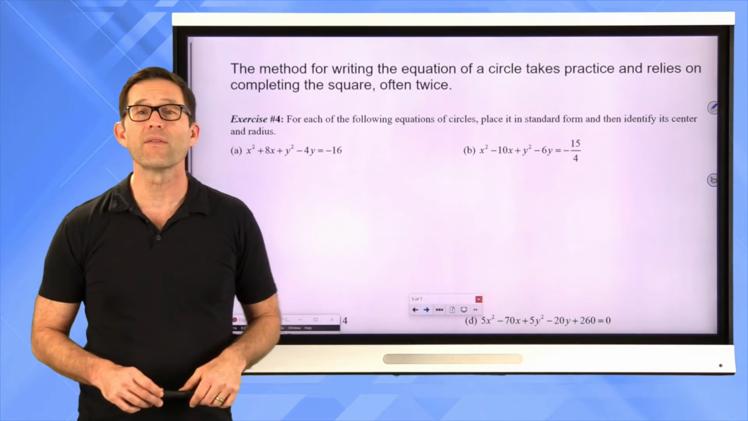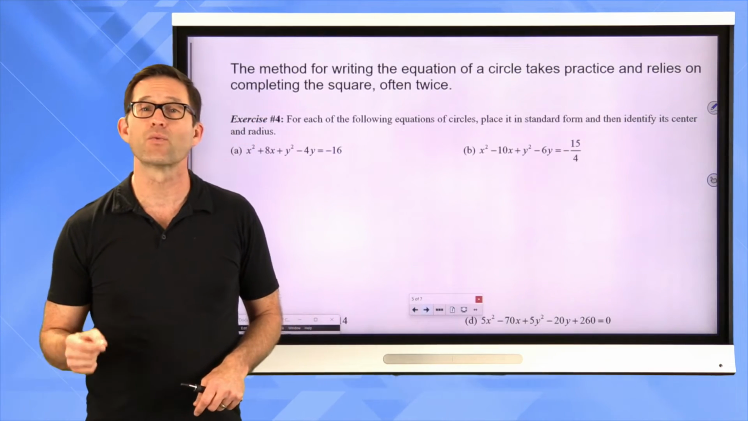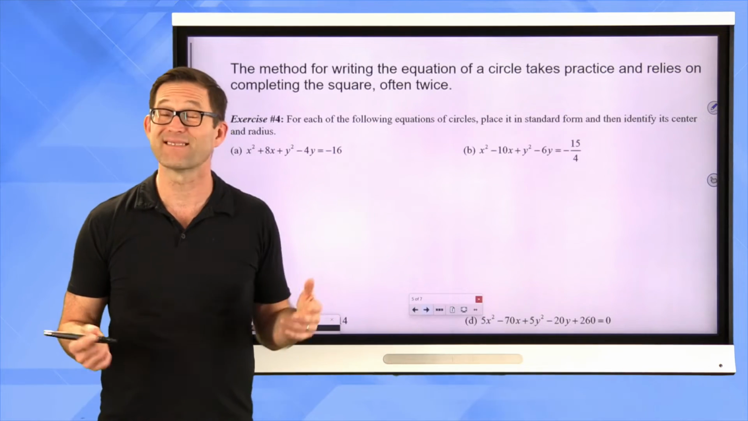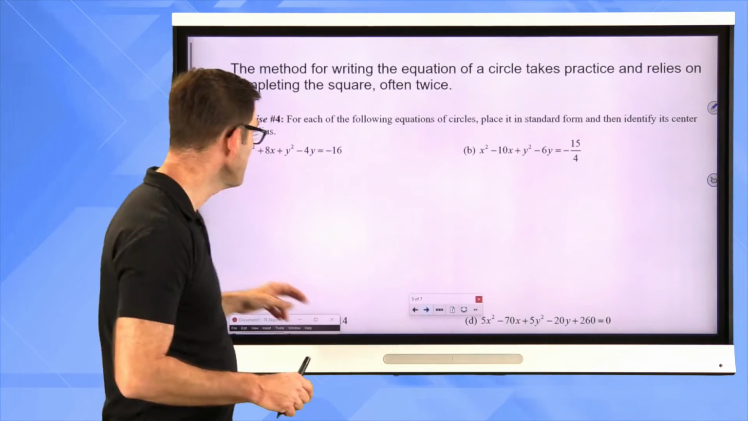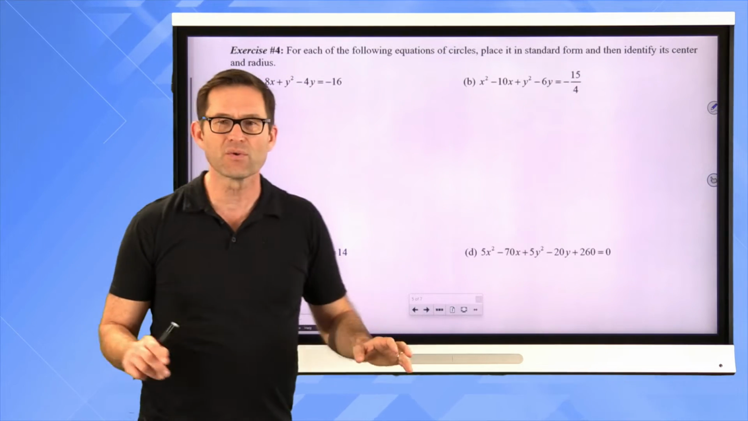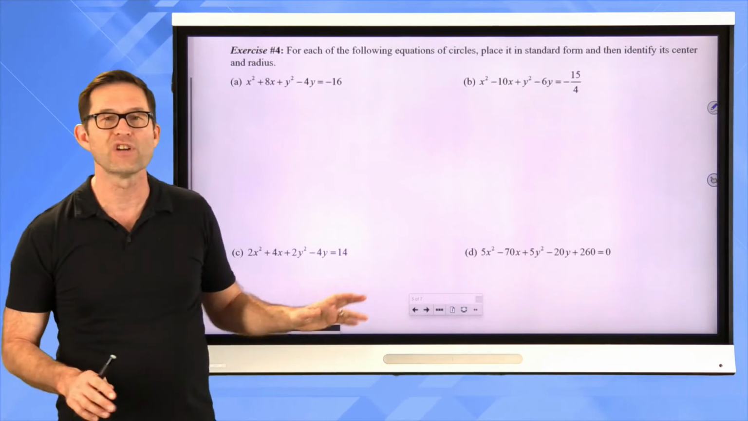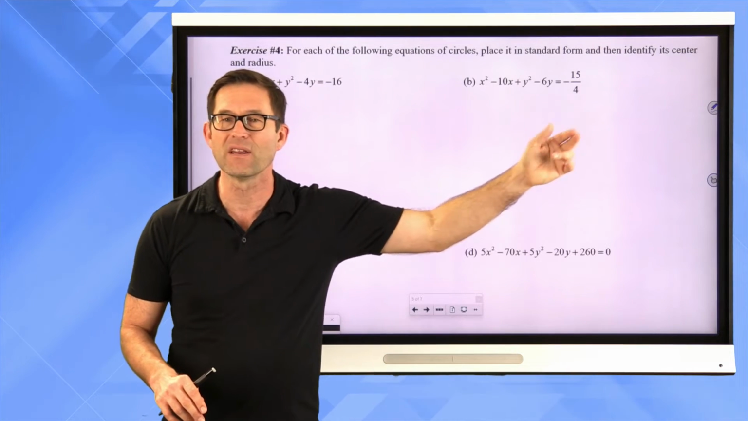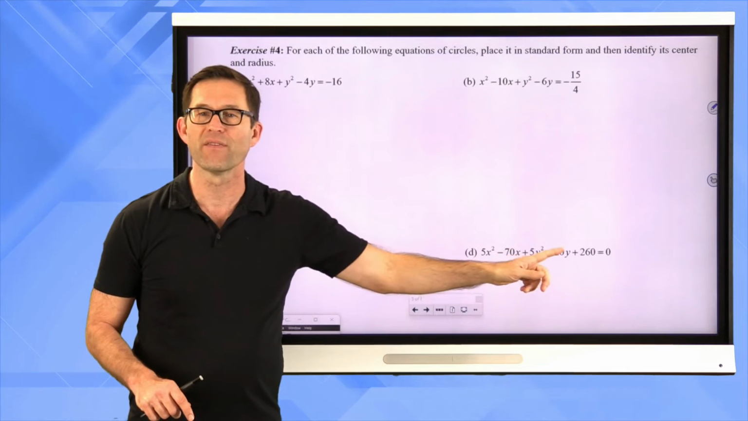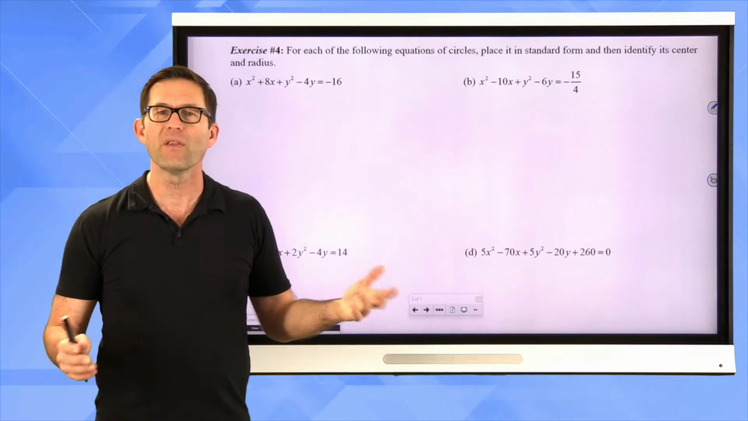Now the method for writing the equation of a circle takes practice and relies on completing the square, oftentimes twice. Often twice, not always, but often, okay? So let's take a look at some of those. And there's all sorts of different things that can be thrown in that are challenging, like a fraction here, or equations where there isn't a 1 multiplying the x squared and the y squared. But let's get some work on it.